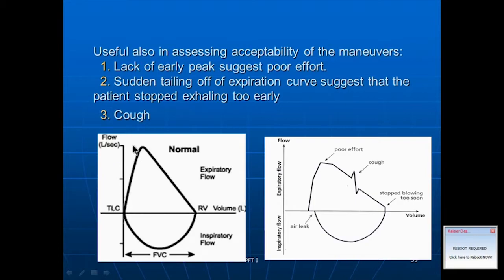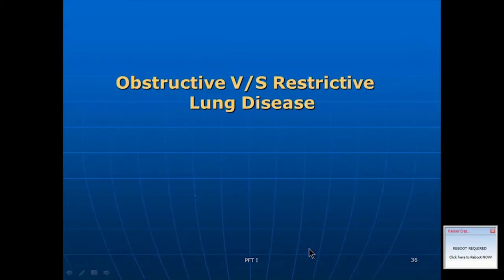Again, we already talked about this being a normal flow volume loop. This one indicates poor effort: coughing, stopping too soon. So we need the patient to give great effort. They can't cough. They can't hold their breath. You've got to have a good start, which means a good inspiration to capacity and blowing out as quickly and as forcefully as possible.